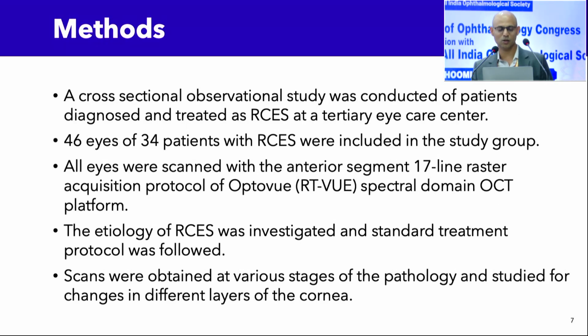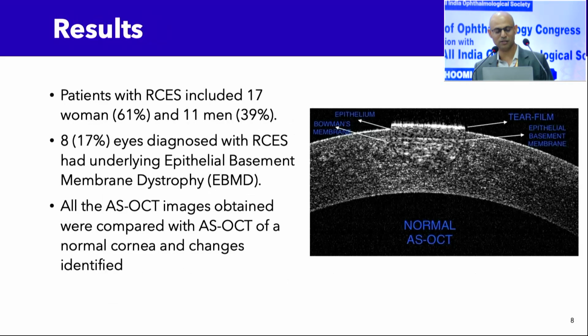So this was a cross-sectional observational study of 46 eyes of 34 patients performed at our hospital. All the eyes were scanned using the RTVue 17-line raster acquisition protocol of the OCT, and the etiology was investigated and the standard treatment protocol was started. Scans were obtained at various stages of the pathology and studied for changes in the different layers of the cornea. So these are the typical layers of the epithelium in the OCT. You can see the epithelium, the epithelial basement membrane, and Bowman's membrane in the magnified view.